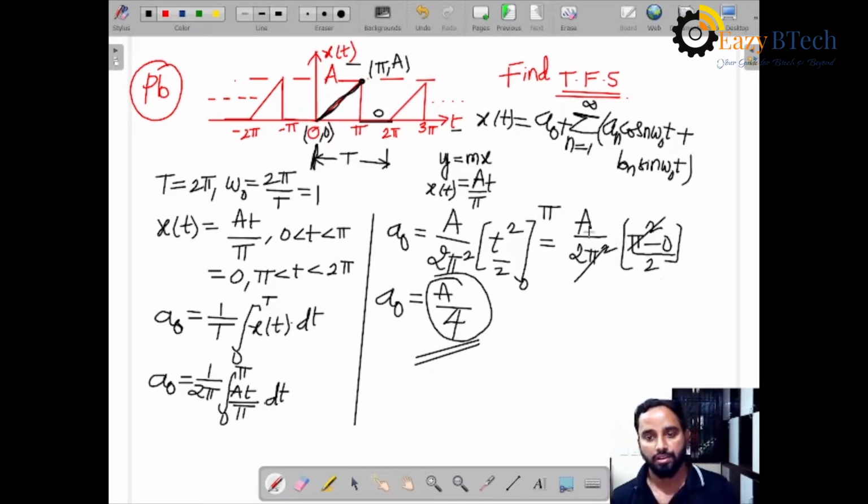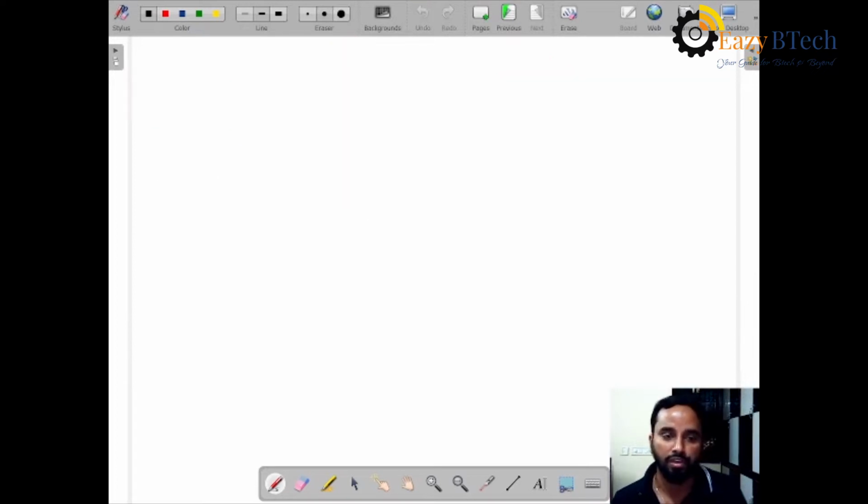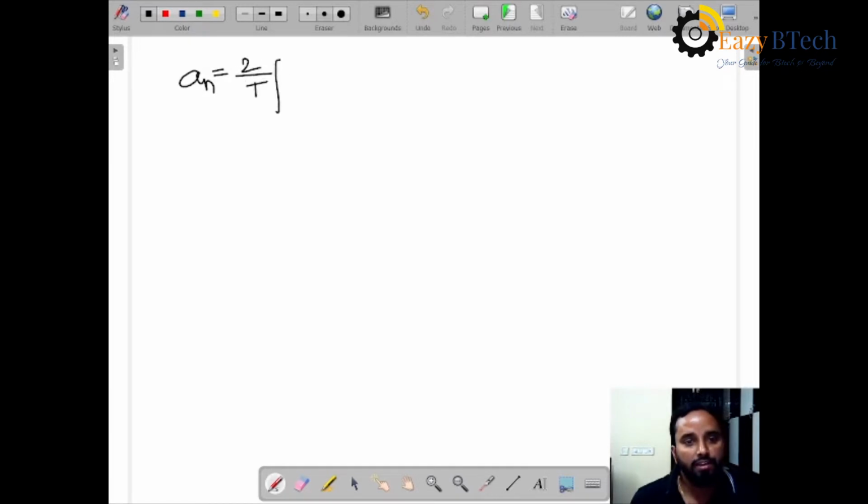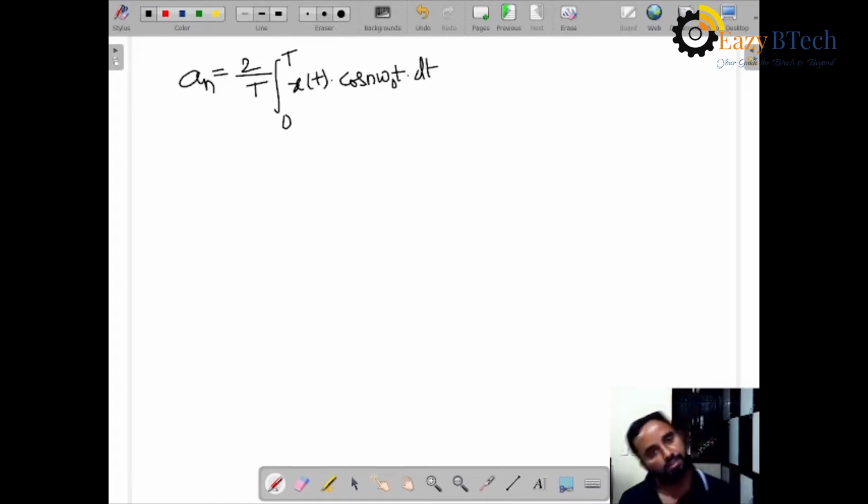Right? A by 2 into 2, 4. This is the DC value of the given signal. Let's go to a_n. So what is the formula for a_n? 2 by T integral 0 to T x of t cos n omega naught t dt.